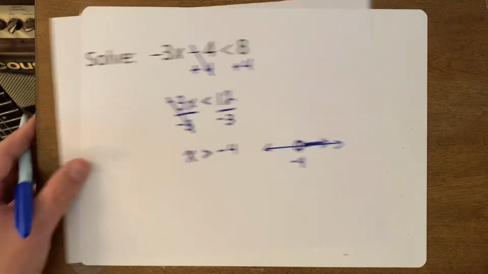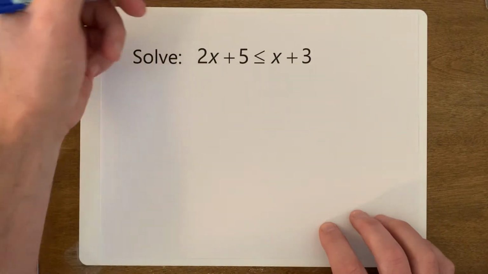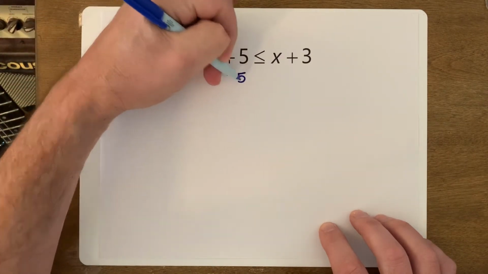All right, so here's a multi-step inequality. This one, I'm going to go ahead and subtract 5 on both sides.